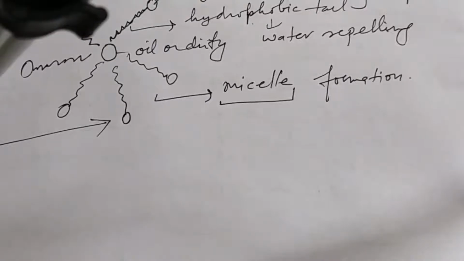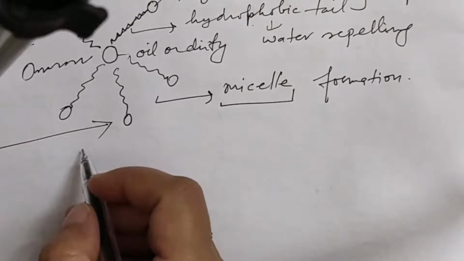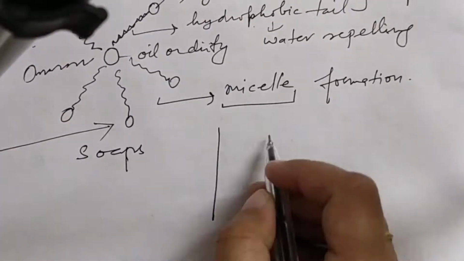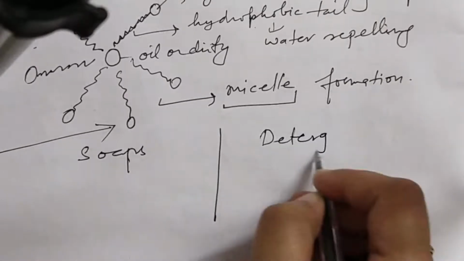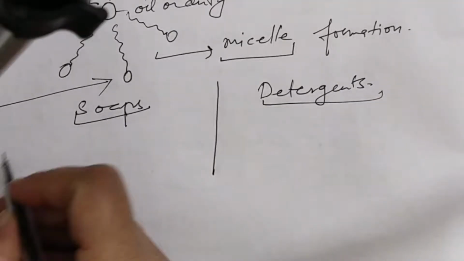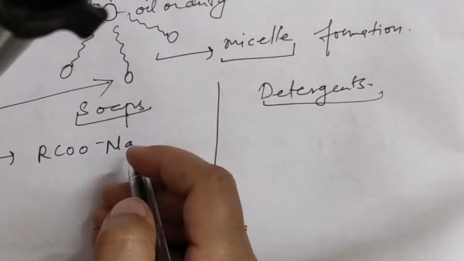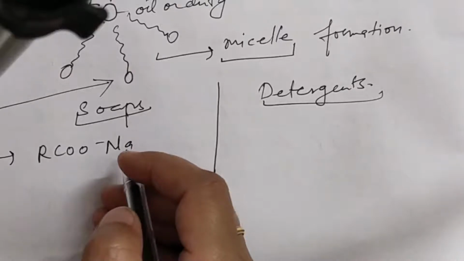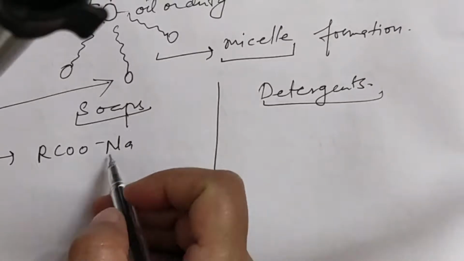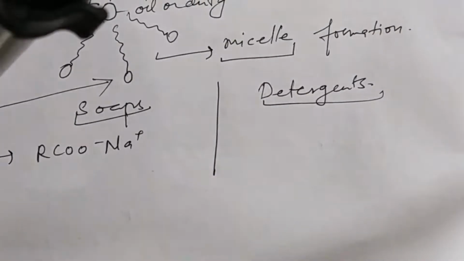What are the advantages of detergents and what are the harmful effects of detergents? As we have already discussed, let us discuss the difference between soaps and detergents. You should know the difference between soaps and detergents. Soaps are the sodium or potassium salts of fatty acids, students. Long chain carboxylic acids, RCOO negative, Na positive or K positive. So soaps are basically the sodium or potassium salts of long chain carboxylic acids.